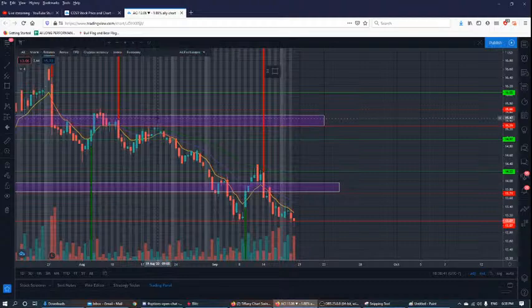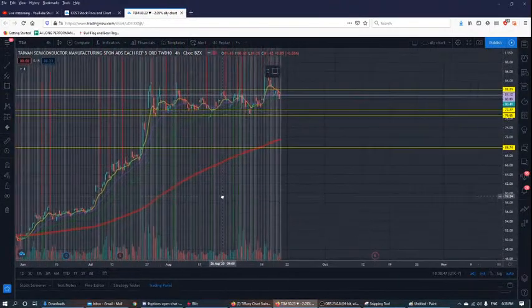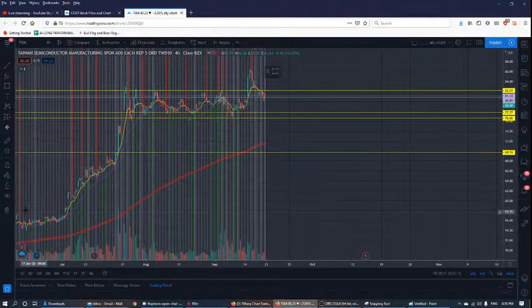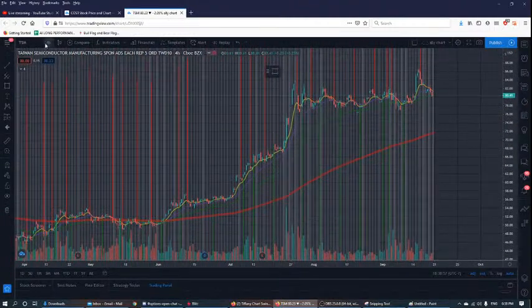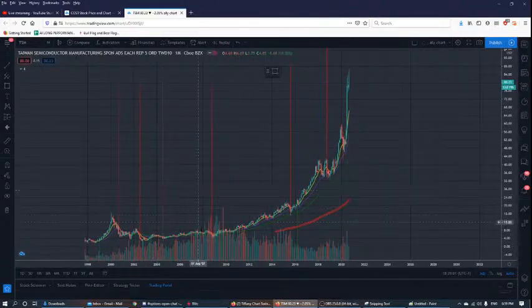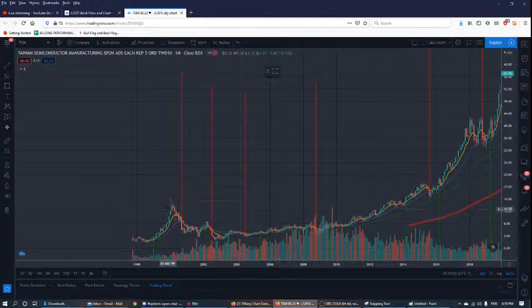Next one on the list, TSM. So this ticker right here, this was a very long consolidation. So let's delete the zones I have, and then we're going to start with the monthlies again. So TSM.